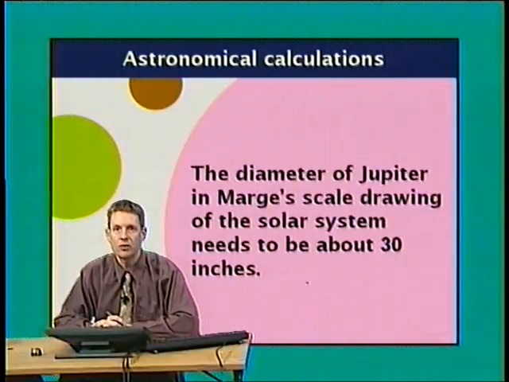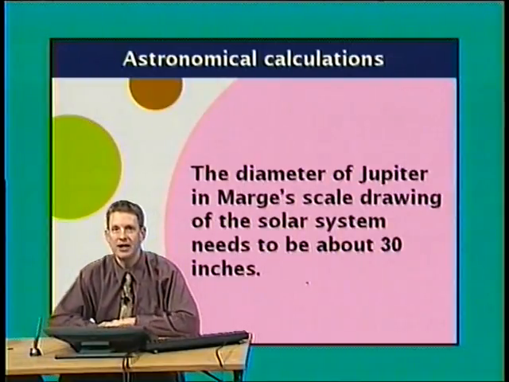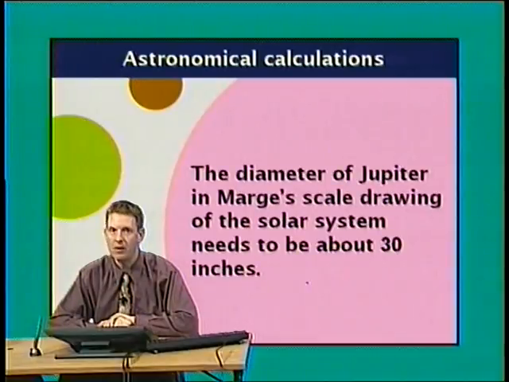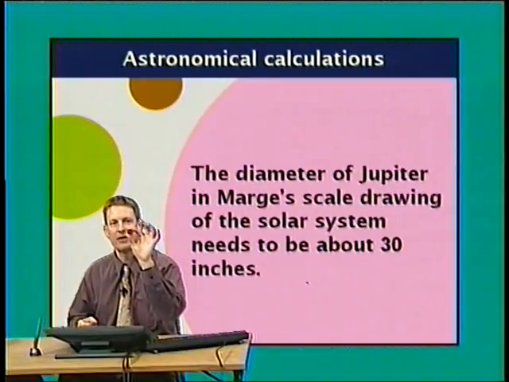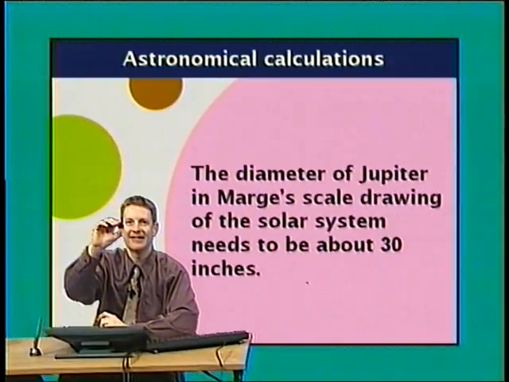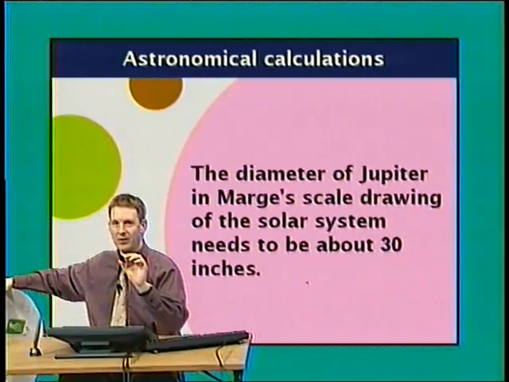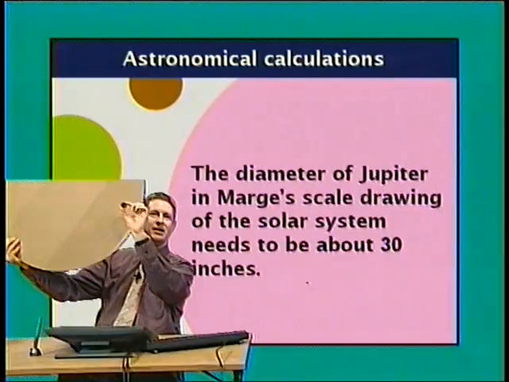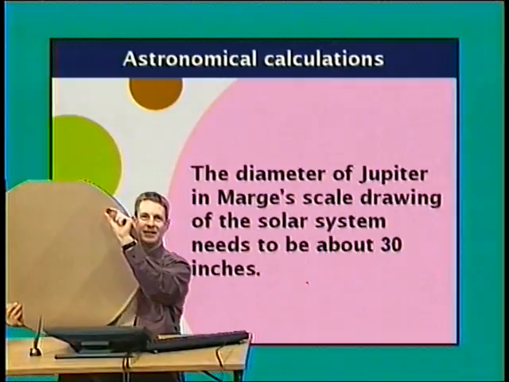So the diameter of Jupiter in Marge's scale drawing of the solar system needs to be about 30 inches. So Mercury has a diameter of 1 inch, and Jupiter has a diameter of around 30 inches. How much bigger is that? Well, I had some free time yesterday, so I went ahead and cut out a little 1-inch Mercury. I don't know if you can see it there or not. I also cut out a Jupiter with a 30-inch diameter, and maybe this will help you see Mercury, and just see how much smaller Mercury is than Jupiter.